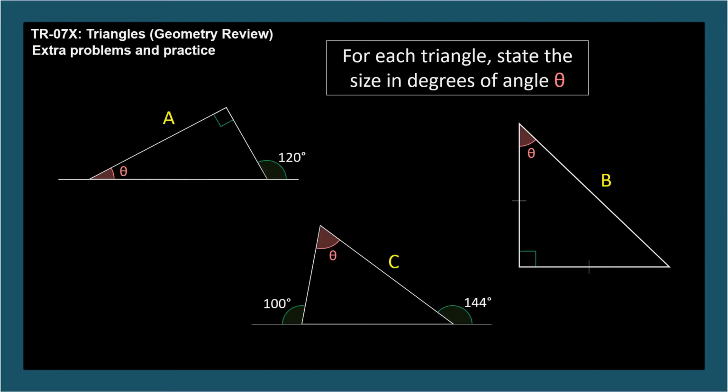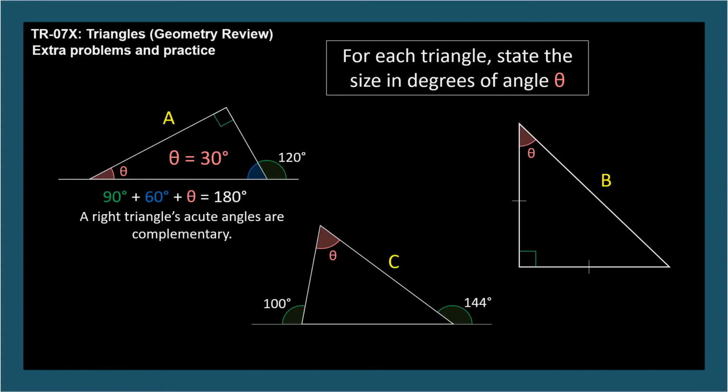For triangle A, the blue angle forms a linear pair with 120 degrees, so it must be 60 degrees. The right angle is of course 90 degrees, so we have 90 plus 60 plus theta equals 180 degrees, so theta equals 30 degrees. Another way to consider this problem is to remember that a right triangle's acute angles are complementary, adding up to 90 degrees. So 60 plus theta equals 90 degrees, and of course we get the same answer.